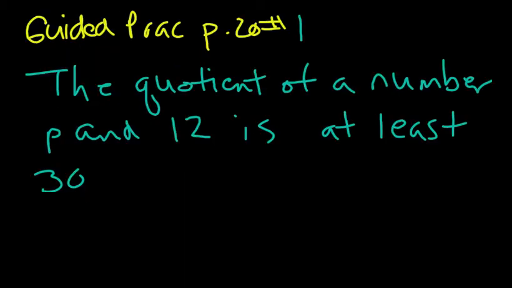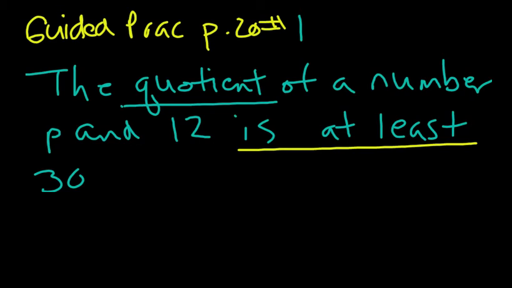Look at the guided practice on page 20, number 1. It says write an equation or an inequality. Here is what you're looking for. This is how you do it. Divide it up into parts. The things that are jumping out at me are quotient and is at least. What does quotient mean? Quotient means divide.